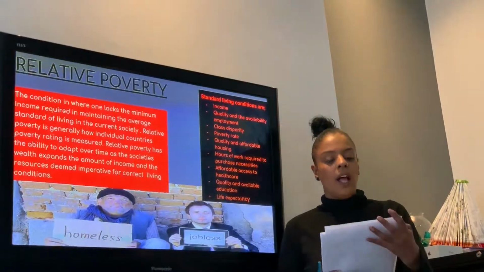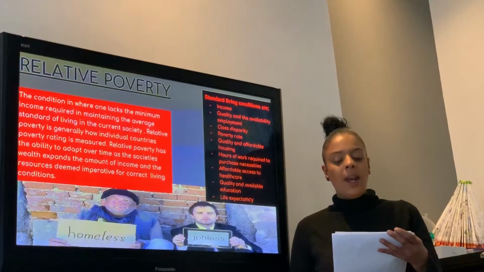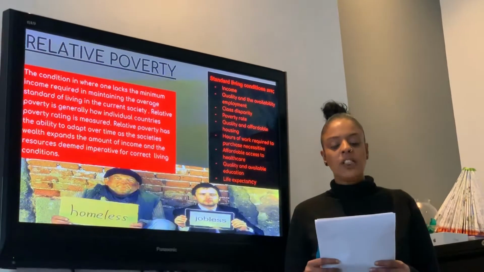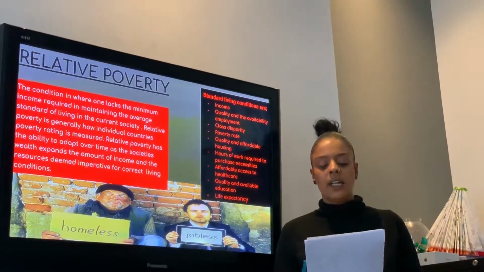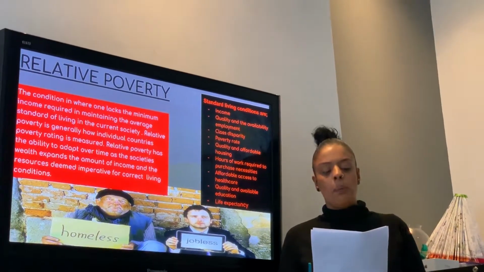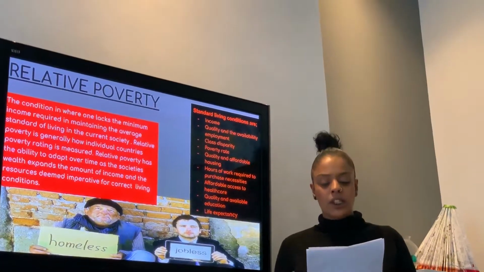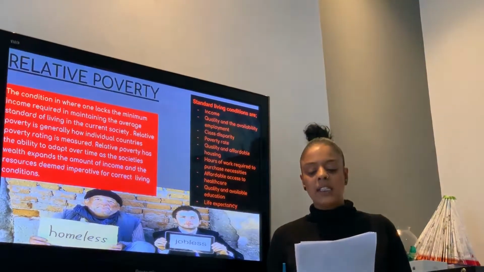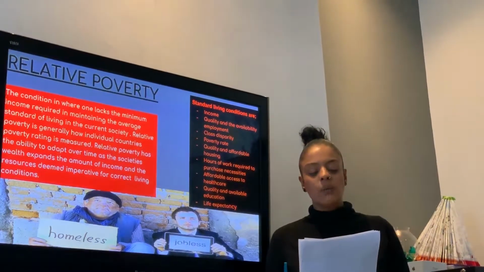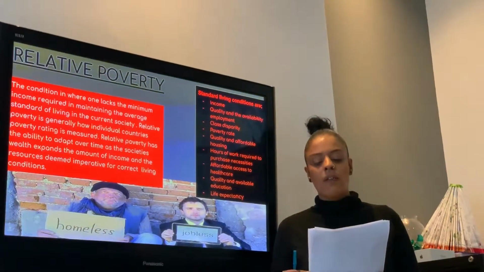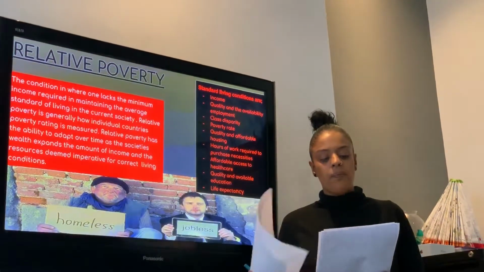Relative poverty. The condition is where one lacks the minimum income required in maintaining the average standard of living in the current society. Relative poverty is generally how individual countries' poverty rating is measured. Relative poverty has the ability to adapt over time as the society's wealth expands, the amount of income and resources deemed imperative for correct living conditions.